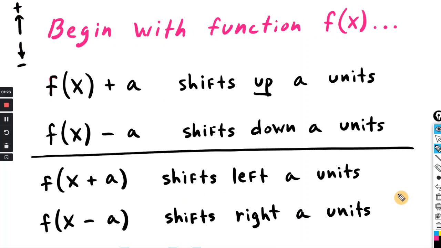So up and down work the way you would expect, but left and right is actually reversed. We think of moving right on the graph as the positive direction and moving left as the negative direction, but it's actually reversed when you add or subtract within the parentheses, as you will see in the problems.